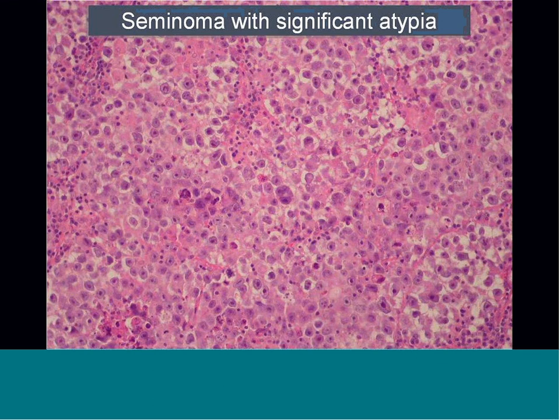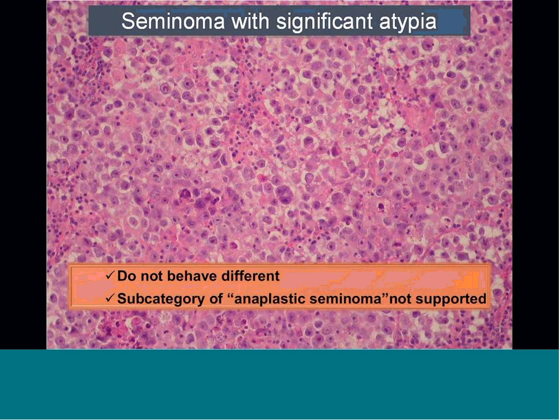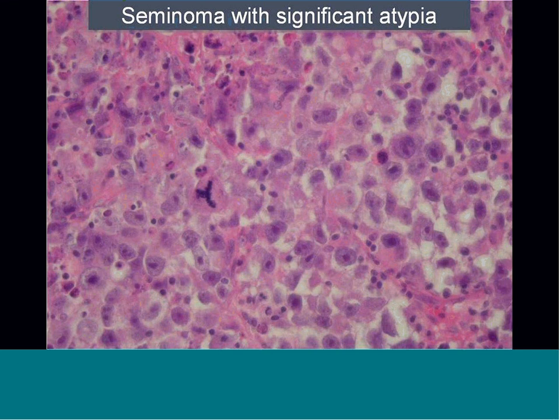Cells can show significant atypia, with a lot of pleomorphic cells, increased mitoses, and eosinophilic cytoplasm. The subcategory of anaplastic seminoma is no longer in use because there is no data to support that they behave any differently than normal seminomas. The importance is to pay attention not to diagnose them as embryonal carcinoma. Paying attention to architecture, fibrous septa and association with lymphocytes would be helpful, and immunostains are helpful in cases like this.